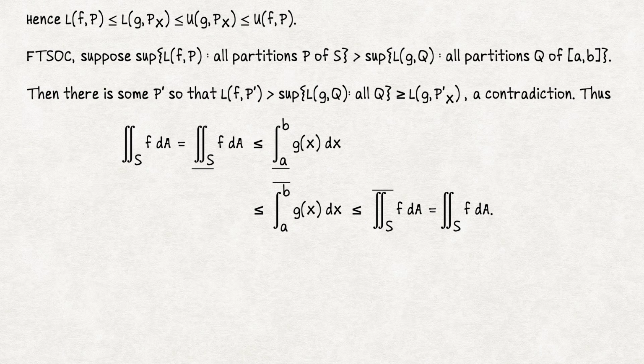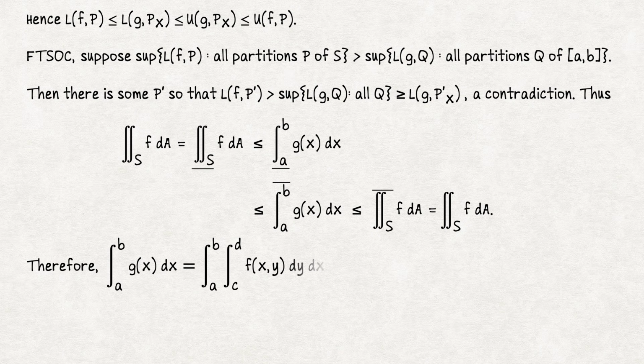But on the very left and very right side of this new chain of inequalities, I actually have equality because f is known to be integrable. So the integral of f over S exists, and it equals its lower and upper integral. Therefore, all of these interior less than or equal to symbols are actually just pure equalities.